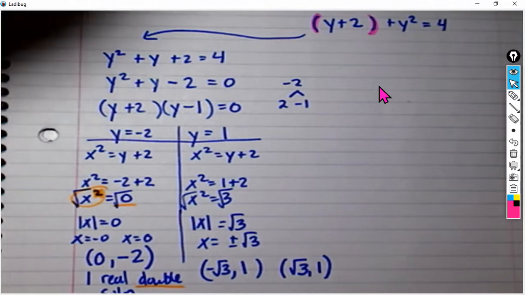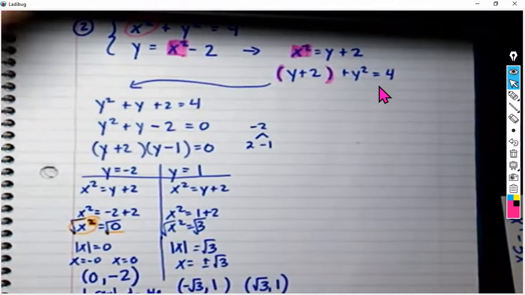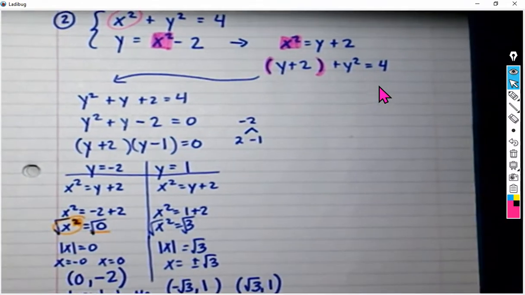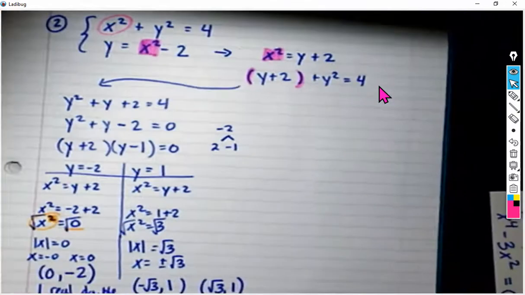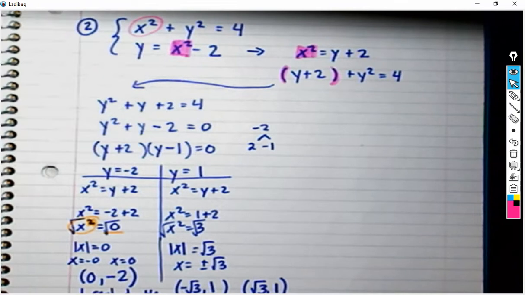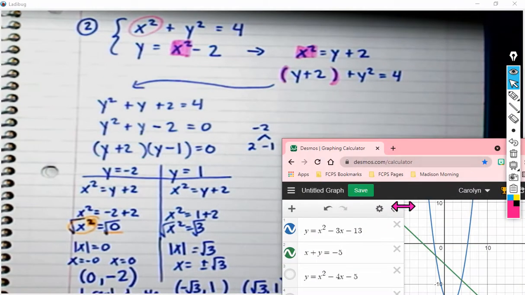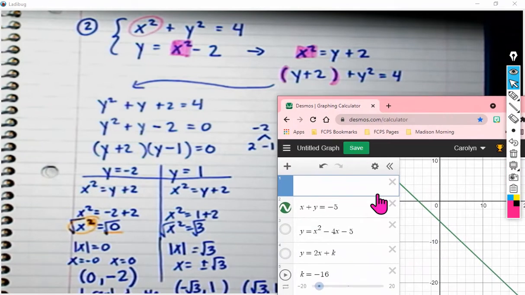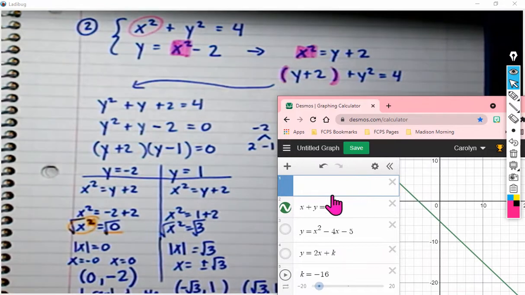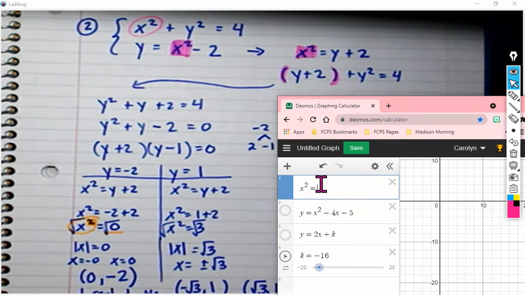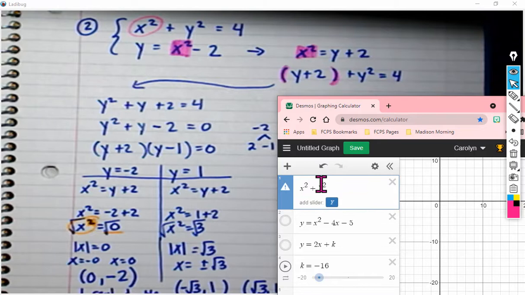All right, I'm going to zoom out so we can see it all. Almost see it all. A little further. And then we're going to use Desmos to check it. Okay, here we go. Now, the nice thing about Desmos is you can just type it in as is. That's it. X squared plus y squared.